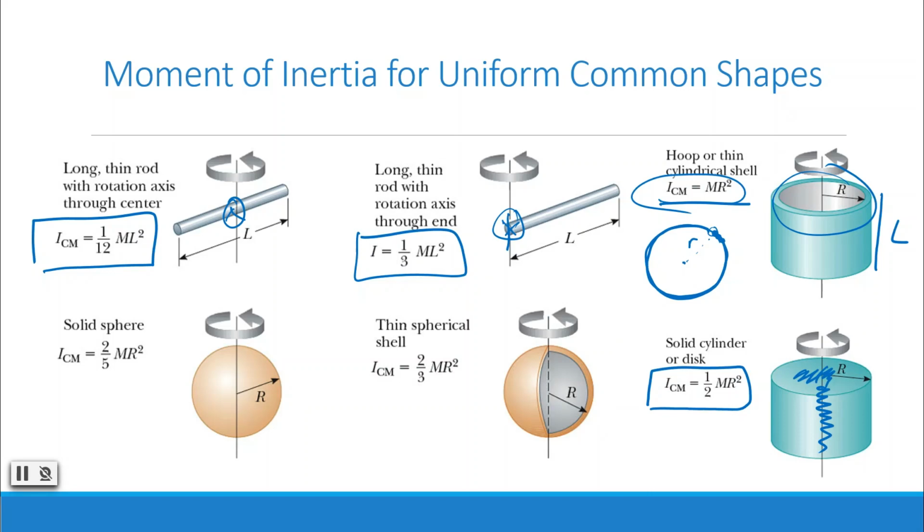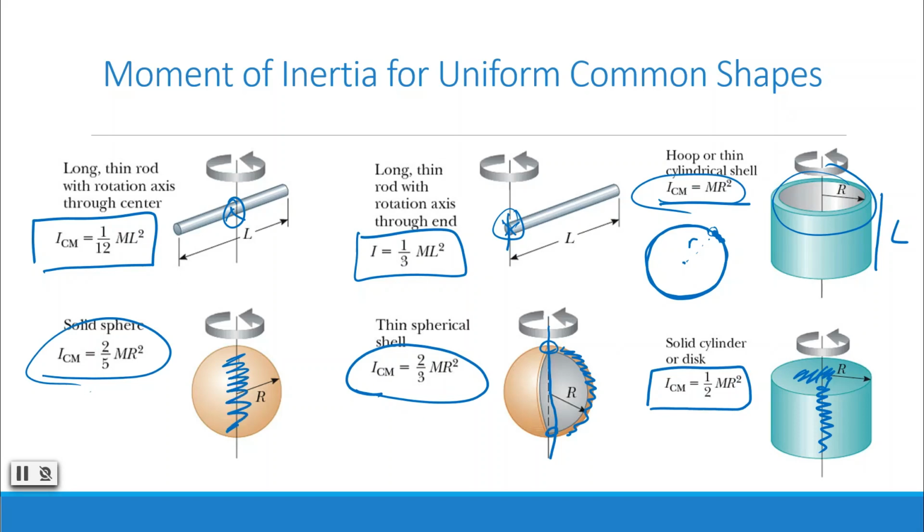The spheres, same kind of idea. Your thin spherical shell has all of your mass located at a radius of r, but it rotates through a center, and so some of the mass is located in contact. So you're going to get 2/3 mr squared. The solid sphere is 2/5 mr squared. So you're going to have much more mass located towards the center. 2/5 is a smaller fraction than 2/3.